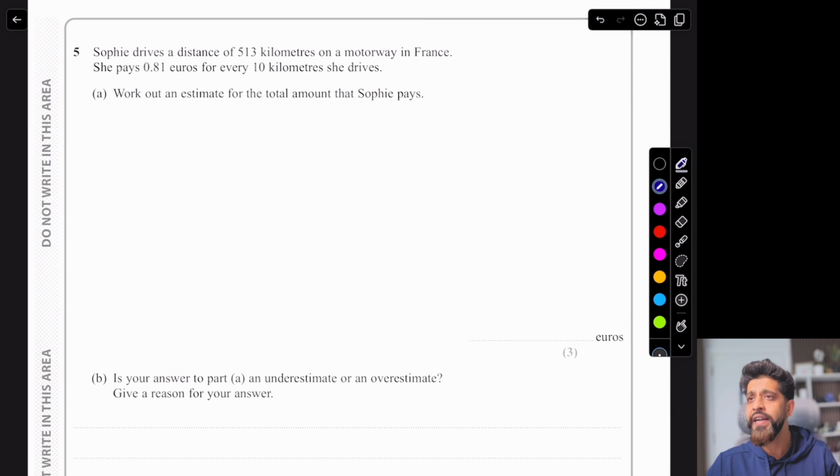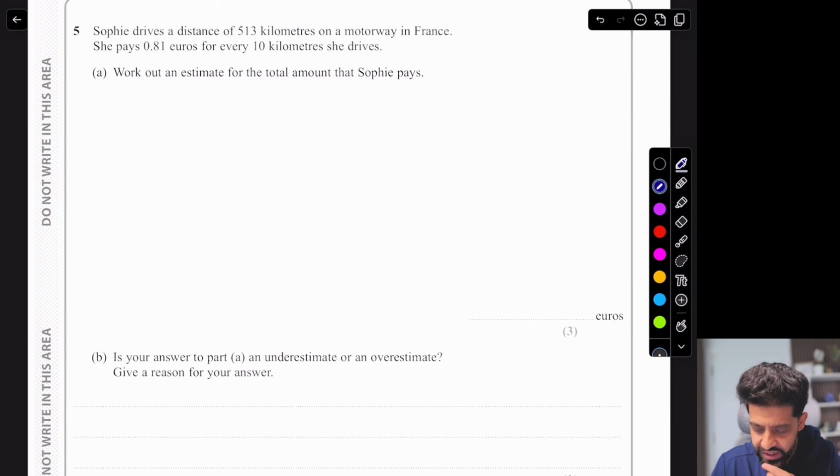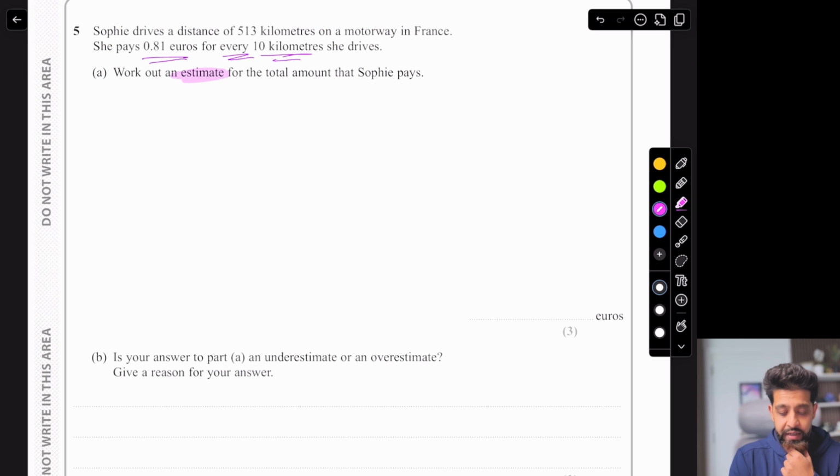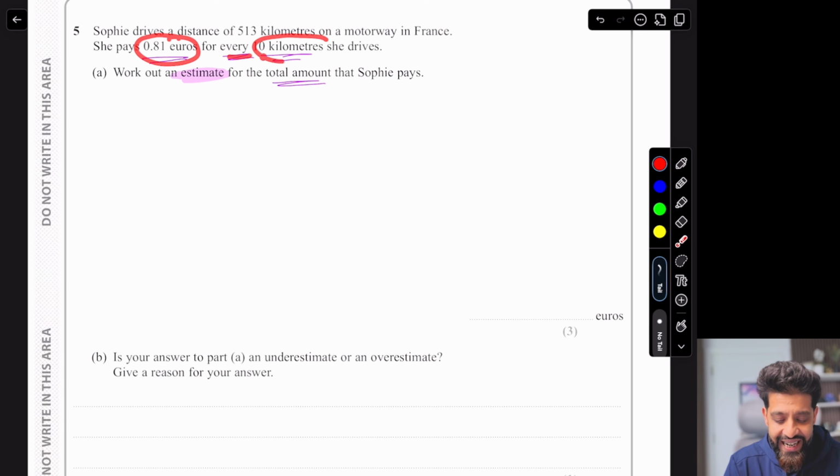Question number 5. Sophie drives a distance of 513 kilometers on a motorway in France. She pays this much for every 10 kilometers that she drives. Work out an estimate. Now, a lot of students miss this word. If it's an estimate question, it means you round, possibly to one significant figure, or whatever. So remember that.